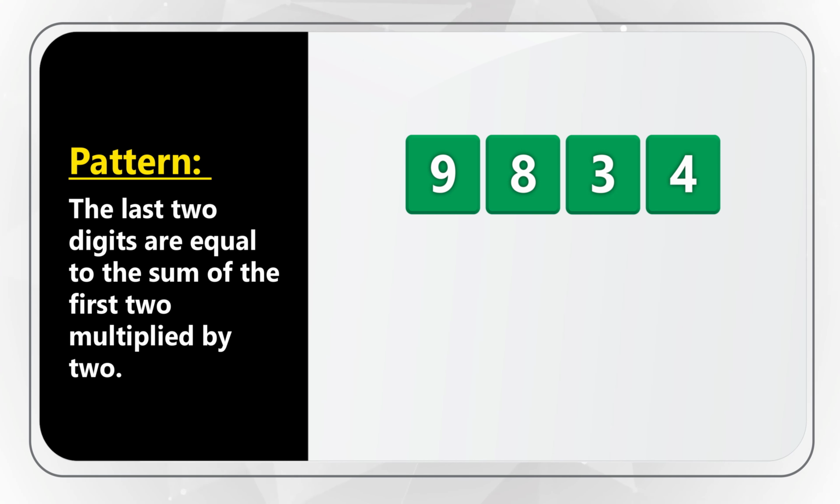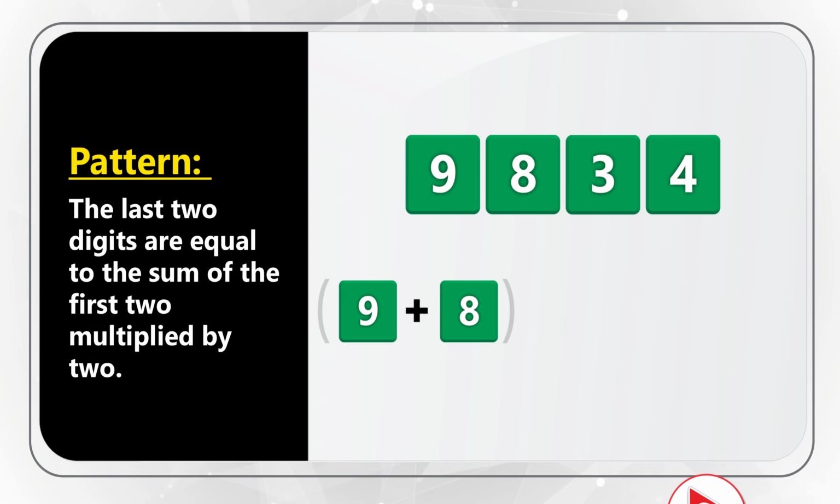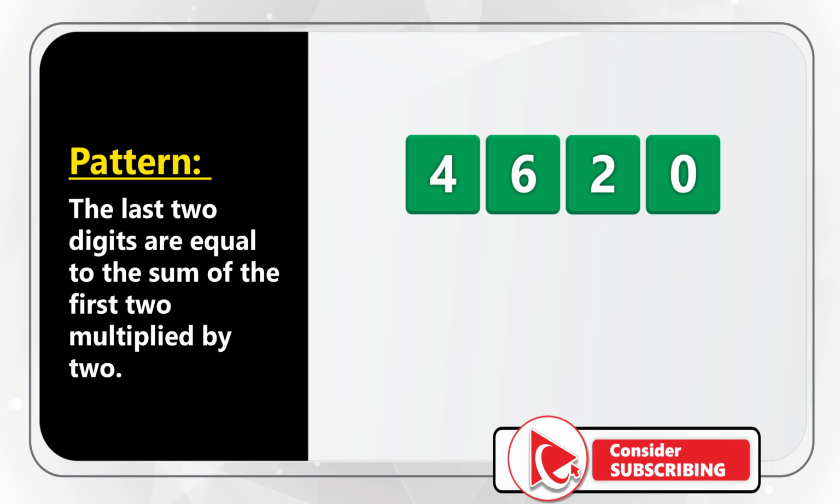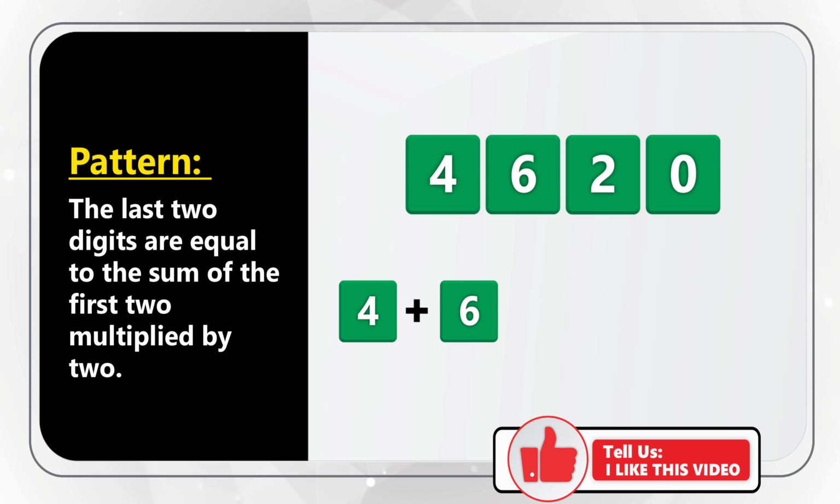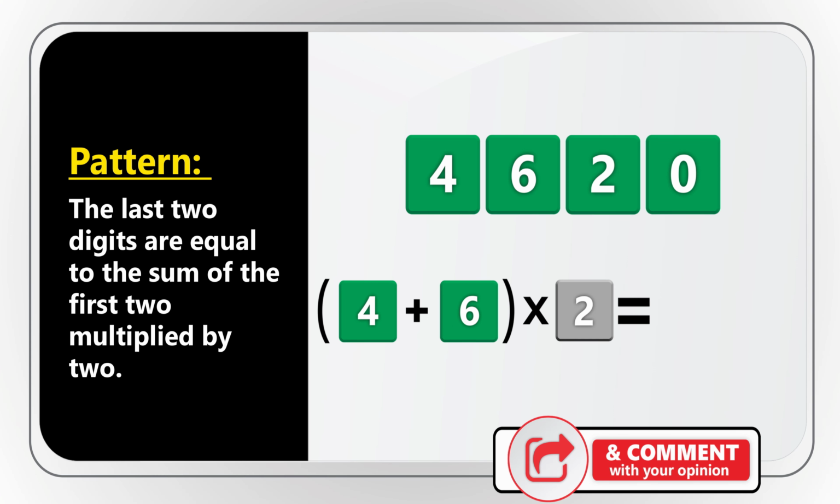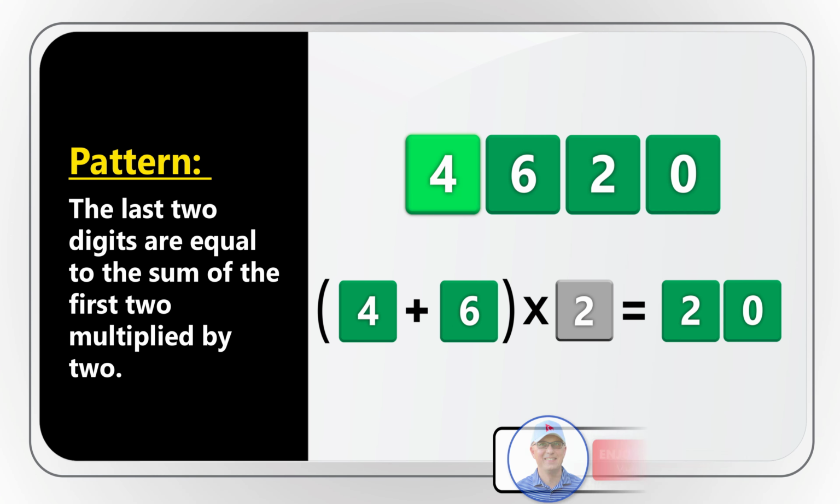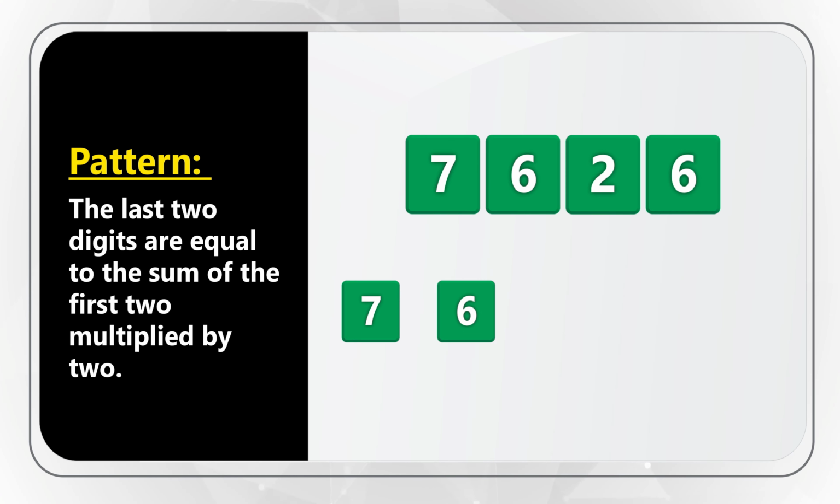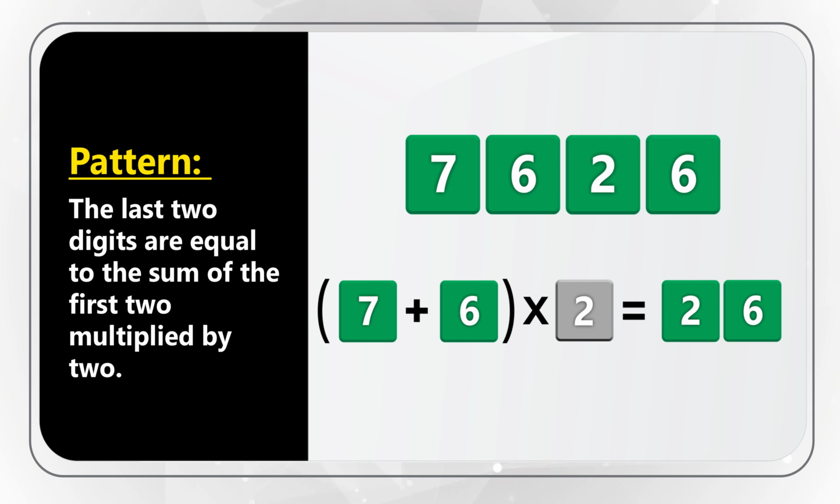Let's look at the example. The first row contains numbers 9, 8, 3, 4. And the expression here is that 9 plus 8 in parentheses multiplied by 2 equals 34. Based on this logic, the third row would be 4 plus 6 in parentheses multiplied by 2, which would be equal to 20, which represents the set of numbers 4, 6, and then 20. And then the last row would be 7 plus 6 in parentheses multiplied by 2, which would be 13 multiplied by 2, which would be equal to 26.